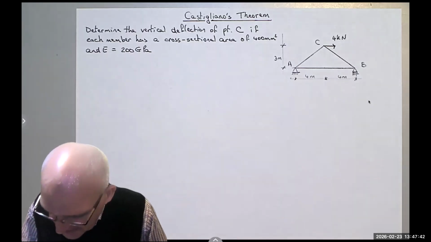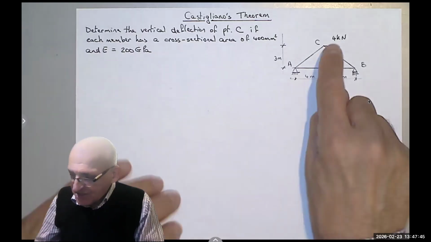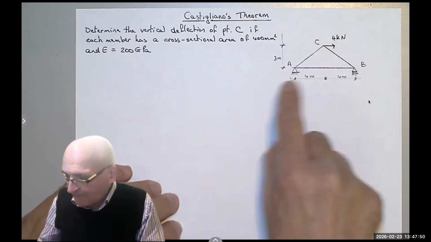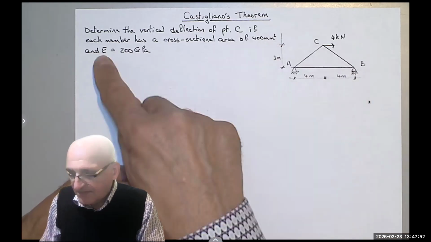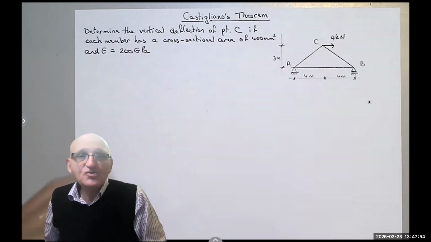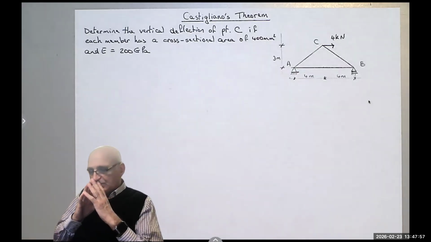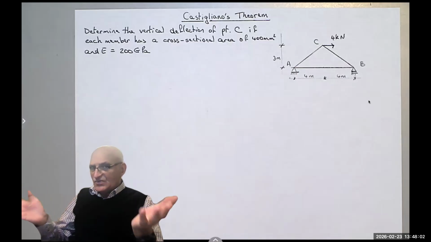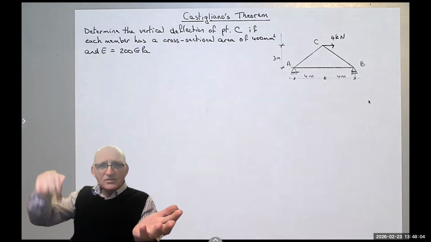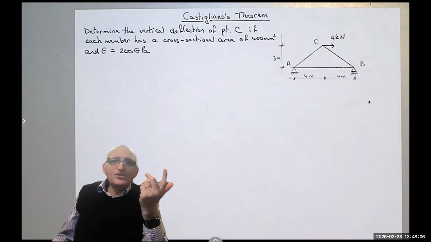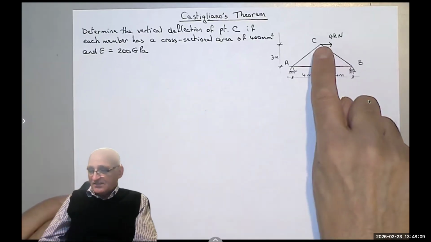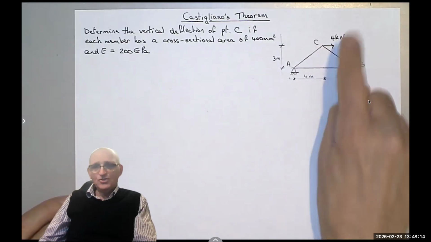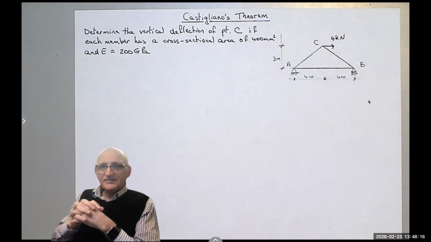So in this problem, it says determine the vertical deflection of point C if each member has a cross-sectional area of 400 square millimeters and E for the steel here is 200 gigapascals. The first thing that we notice is that we don't have a vertical load. So what do we do? If they said calculate the horizontal deflection, where would point C end up? Yeah, I can use the 4 kilonewton right there.